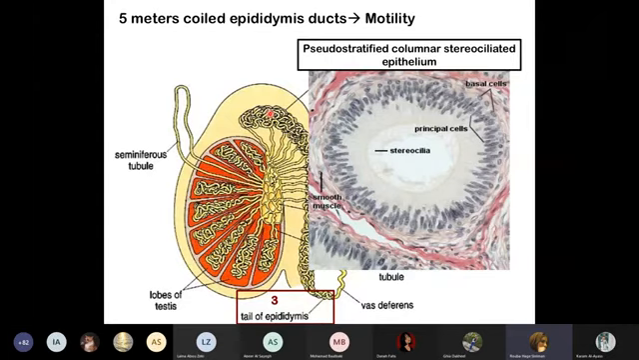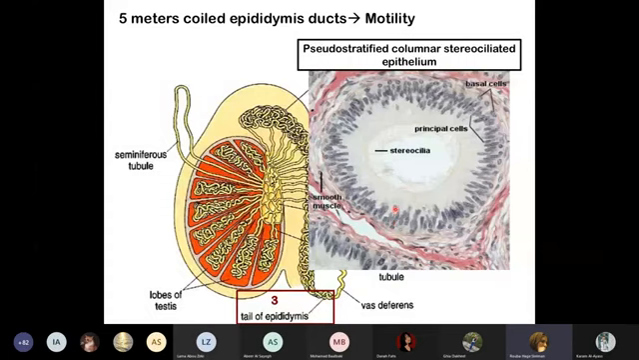So we have, first of all, the wall that has smooth muscle cells that are important to provide contraction, and below these smooth muscle cells, there is the pseudostratified epithelium. Now, why do we call it pseudostratified? Because actually it's not a stratification. It's not 2 layers of cells. It's 2 types of cells.